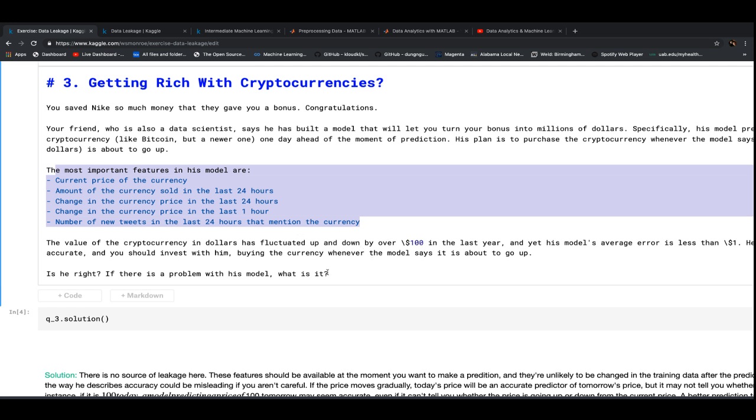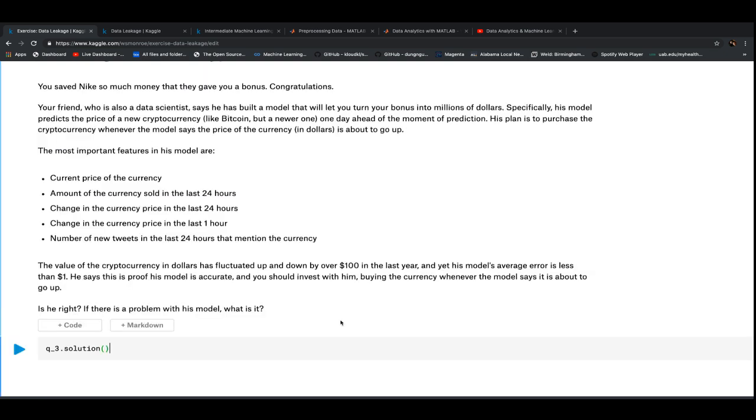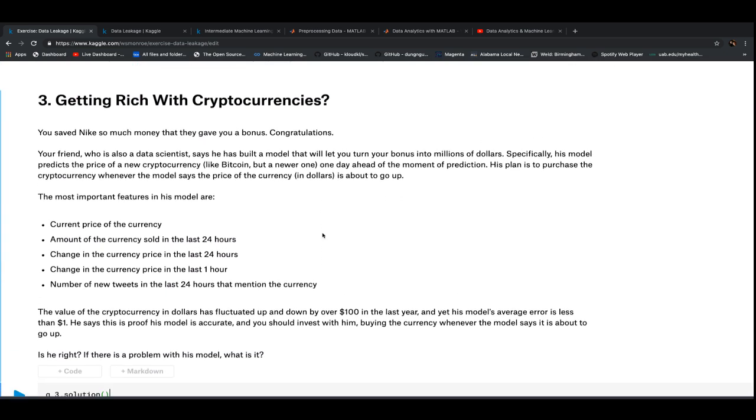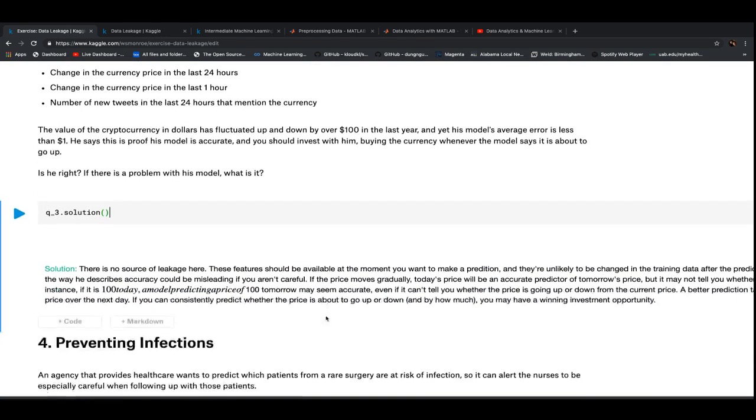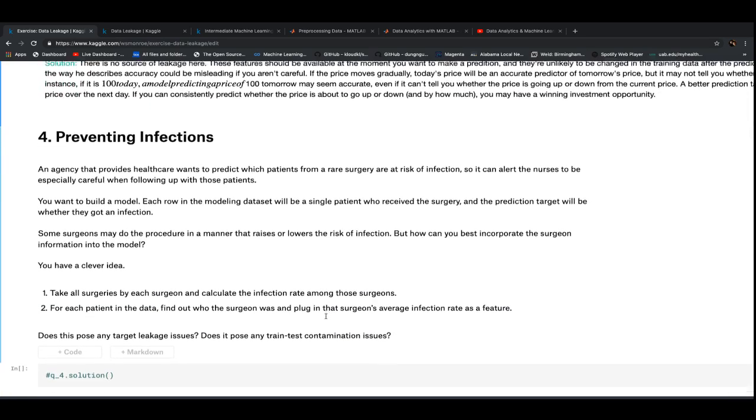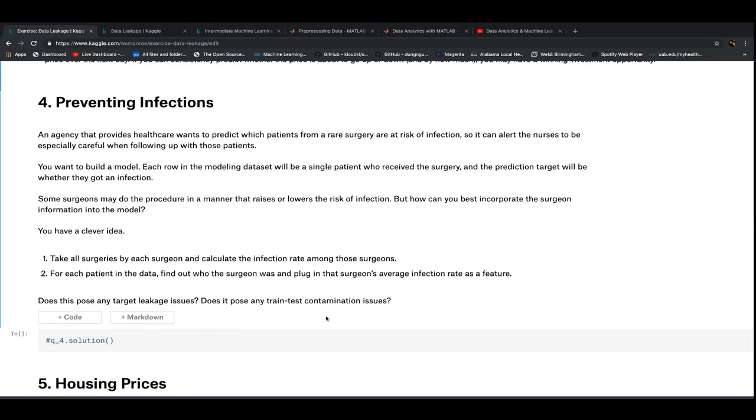I think a good question to ask this person would be how much money they've made with their model. Because that was a good question. Yeah, good problem. I like that. All right, preventing infections.